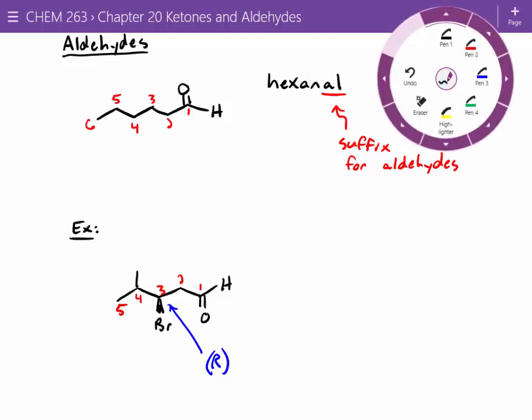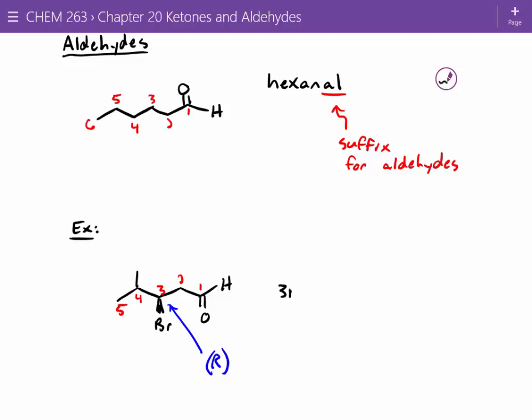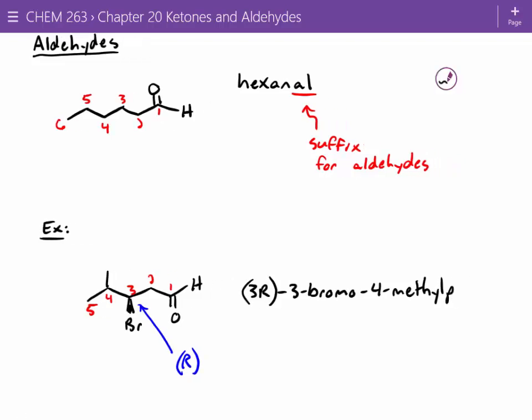Okay, so now we're ready to go. We can say 3R, 3-bromo. Not quite. What else? Oh, 4-methyl. 3-bromo, 4-methyl, pentanal. So don't forget to number it the same, or use the same system of alphabetizing that we've seen before. So in this case, bromo goes before methyl because it's lower in the alphabet.